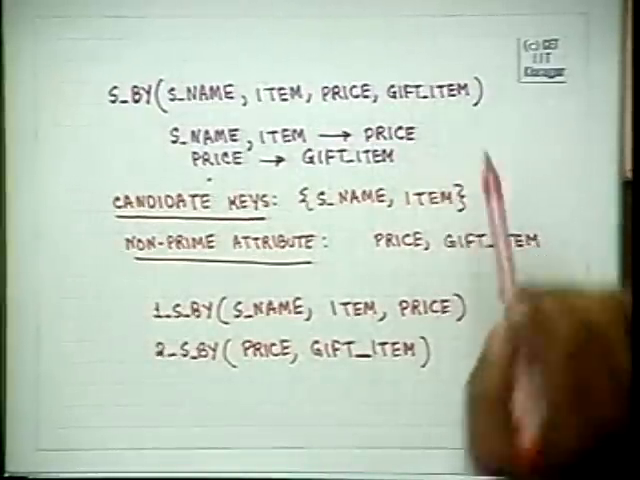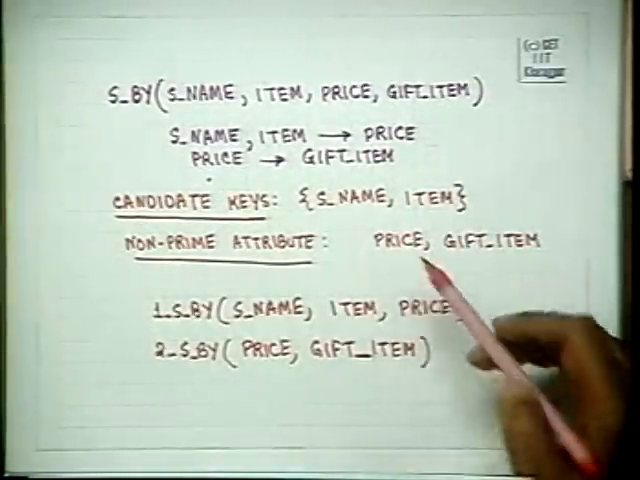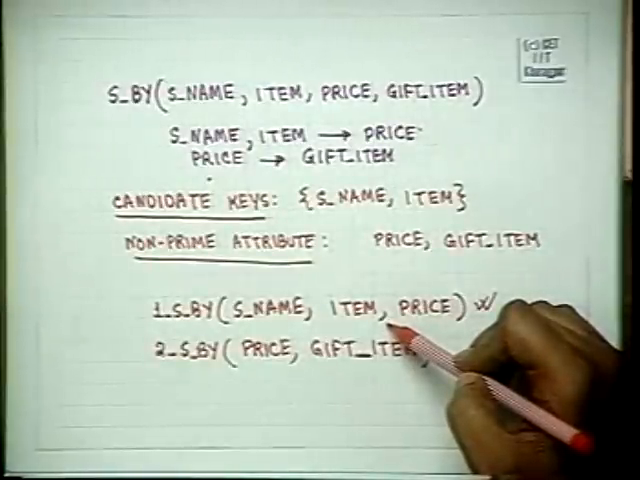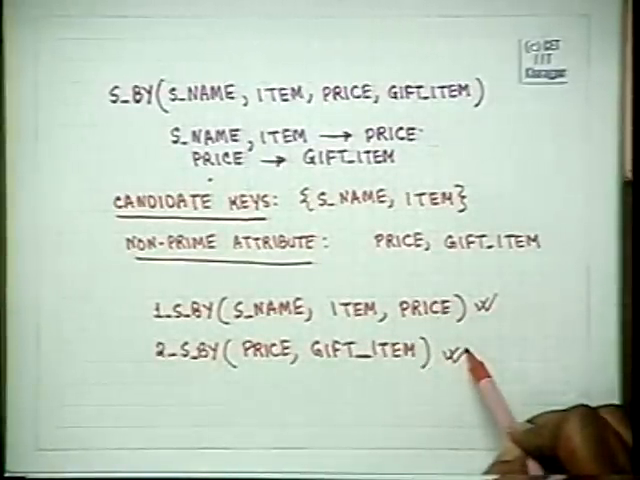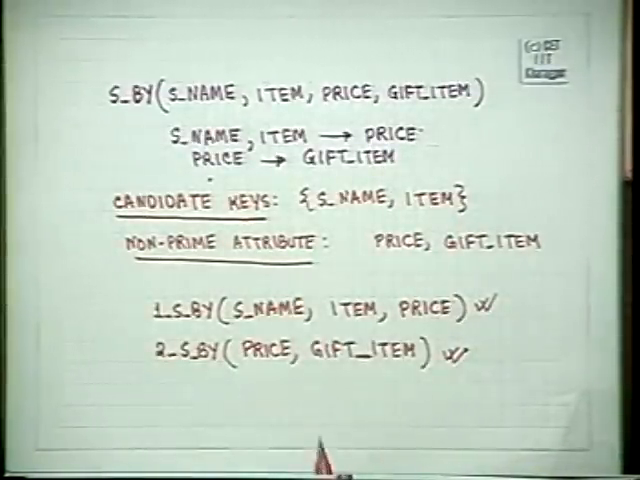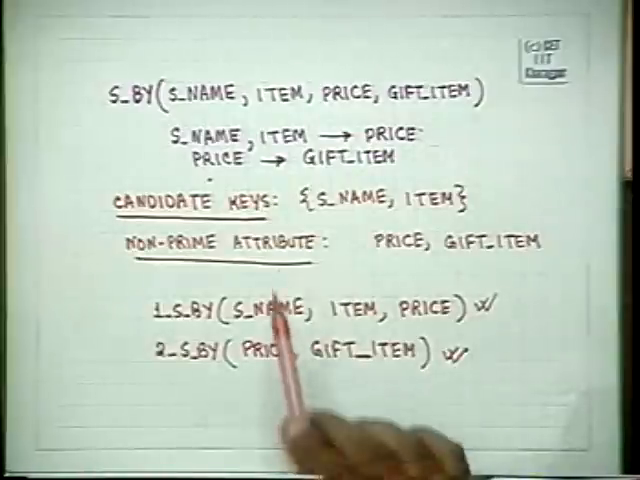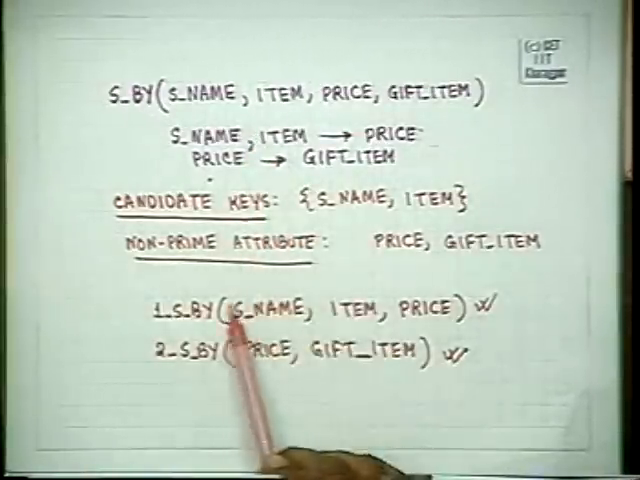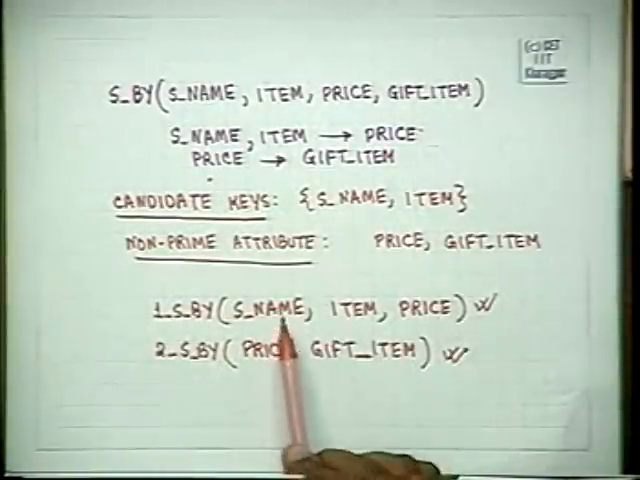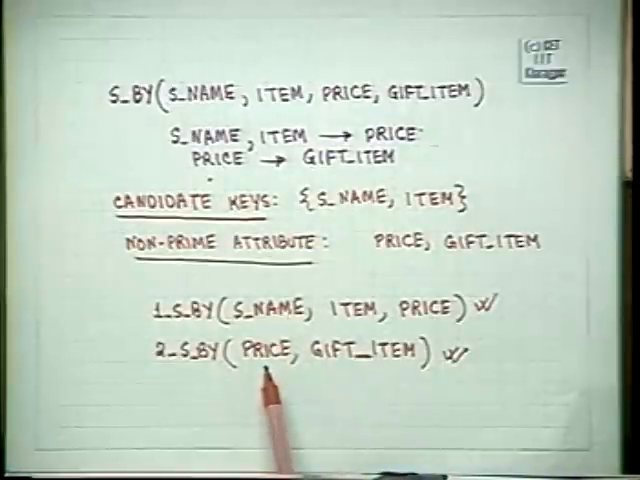Now, this relation is in 3NF. This one is in 3NF because this is the only one which holds here. This one is in 3NF because this is the only one which holds here and price is a super key. In fact, both of them are in BCNF as well. Because in both cases, this one is a super key, in this case, this one is a super key. And so this is not only in 3NF, it is in BCNF, and it is also a dependency preserving decomposition.